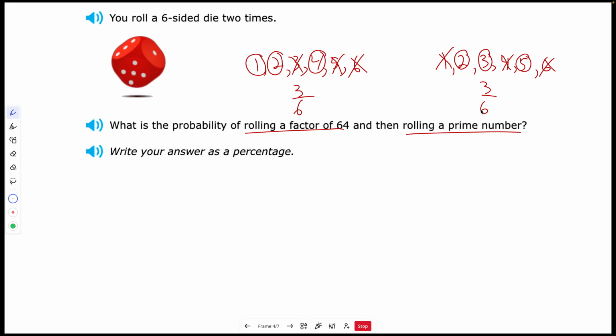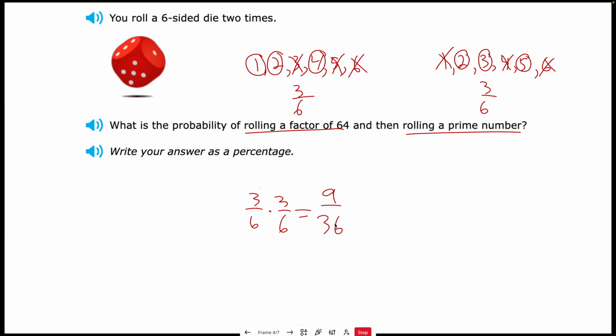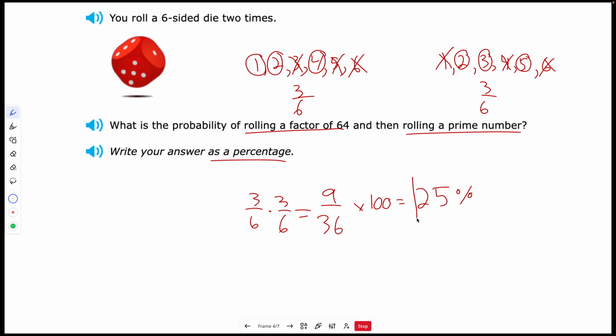And now to find the overall probability, right? What's the probability of rolling a factor of 64 and then on the second roll, rolling a prime number? What's the probability of those happening in that specific sequence? The way we find that is we do 3 over 6 times 3 over 6. We just multiply our two probabilities. So 3 times 3 is 9, 6 times 6 is 36. You could reduce this, but in this IXL you don't have to. But it does say write your answer as a percentage. So we need to multiply by 100, and that will give us 25% final answer.